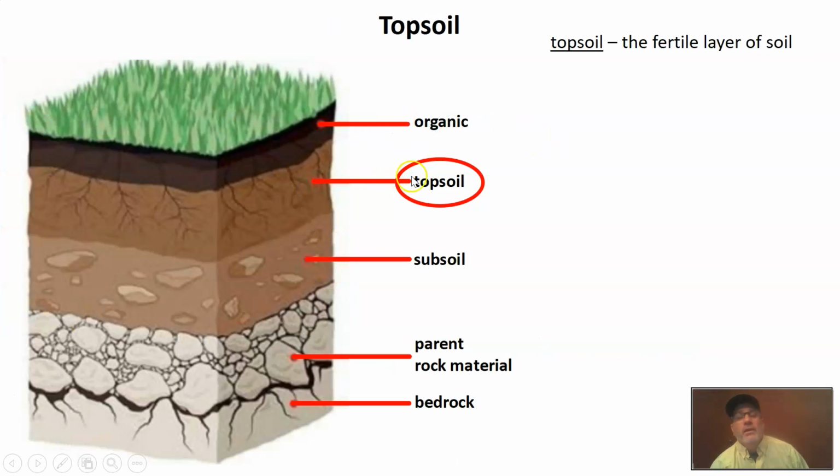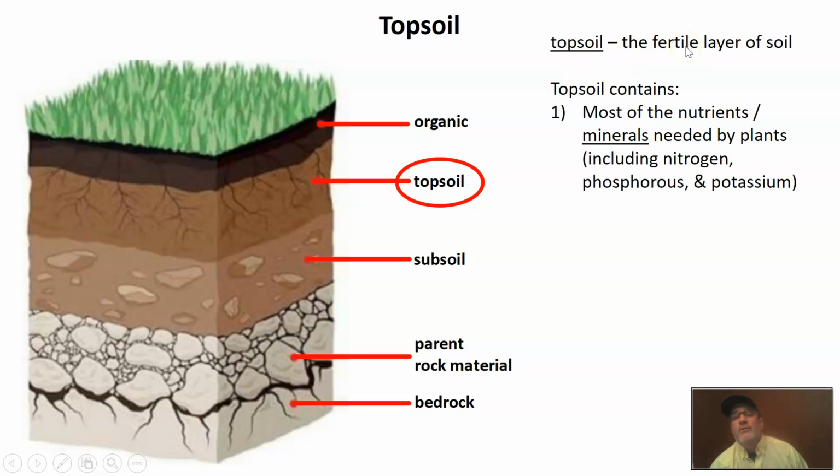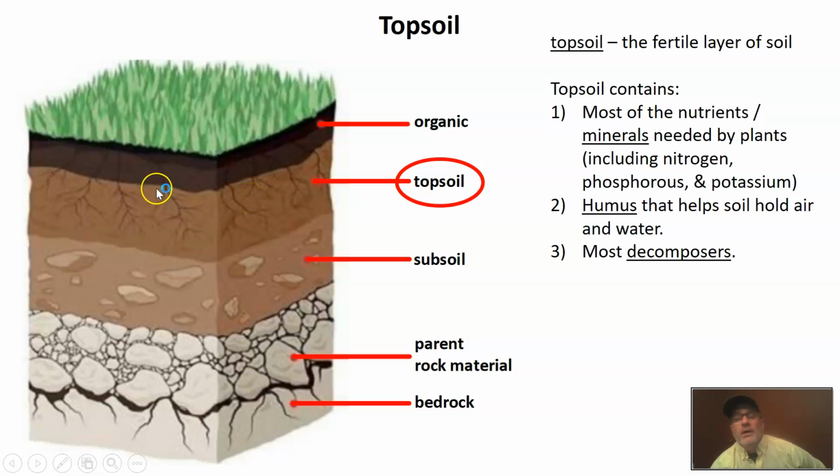So the next layer down is, of course, topsoil. Topsoil is going to be the fertile layer of soil. This is where most of the nutrients and minerals needed by plants, we're going to find in the topsoil. Nutrients like nitrogen, phosphorus, potassium, those are things that plants all need. In addition, this is also, we've said, where our humus is going to move to. And most of our decomposers are going to live here, sort of on this boundary between the organic layer and the topsoil.